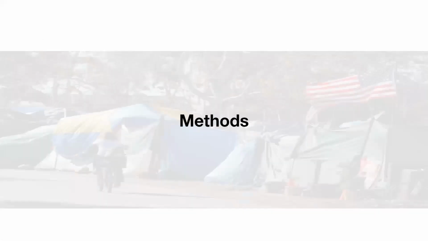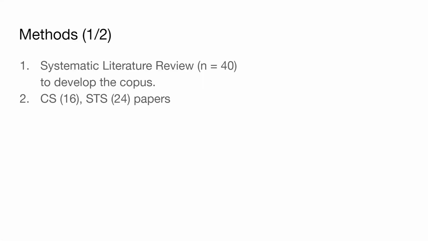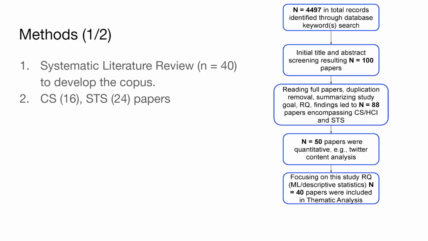Our methods included a two-step process. In the first step, we conducted a systematic literature review of papers spanning from CS and STS. We conducted a keyword-based search across major databases. Our initial corpus included 100 papers. However, in order to focus on our research question, we included 40 papers in the next step of our analysis. You can find the list of papers in supplementary materials.